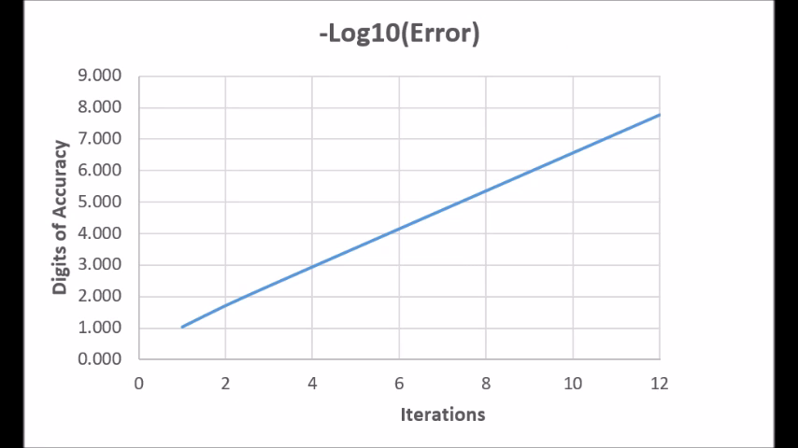Here is a plot of that data. It looks like we get about 0.65 digits of accuracy with each iteration. This linear trend looks very similar to our results for Machin-like formulas.